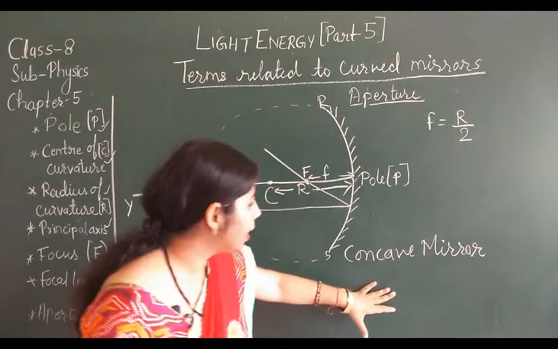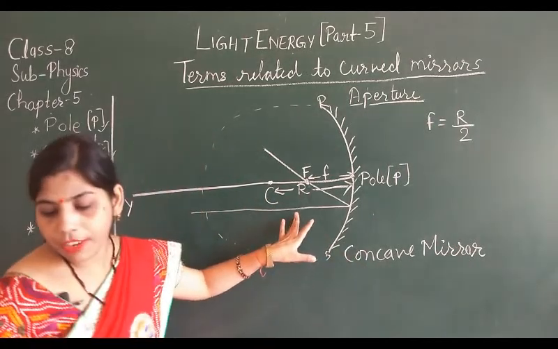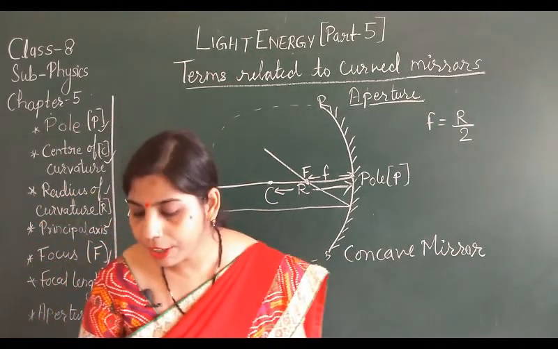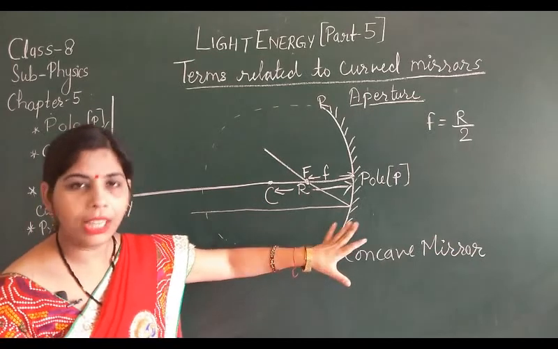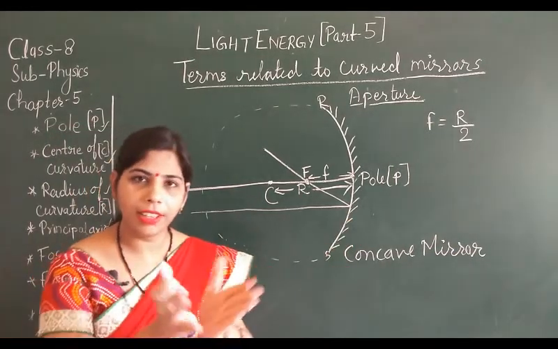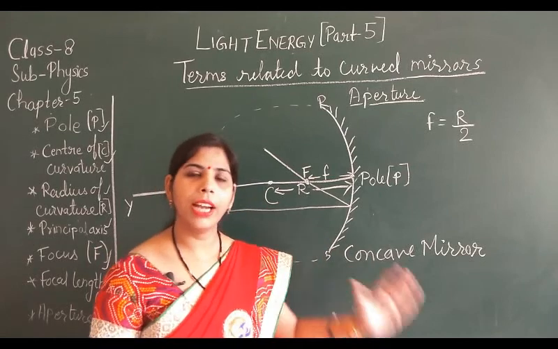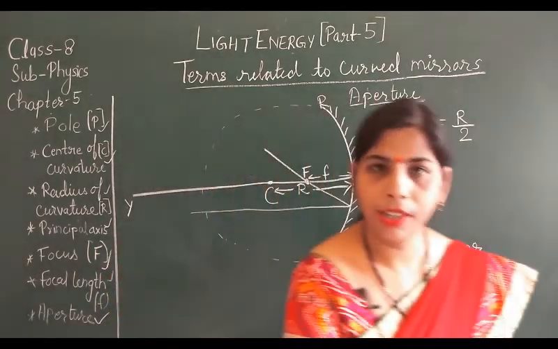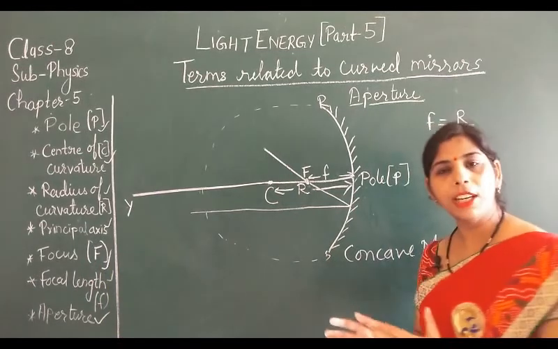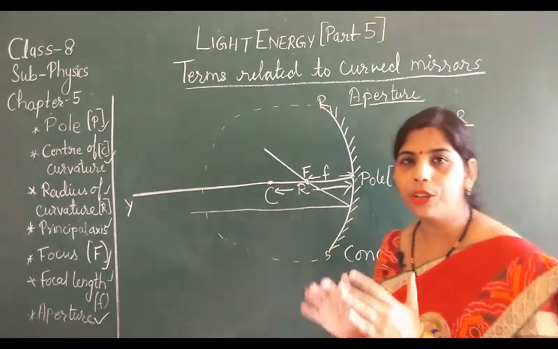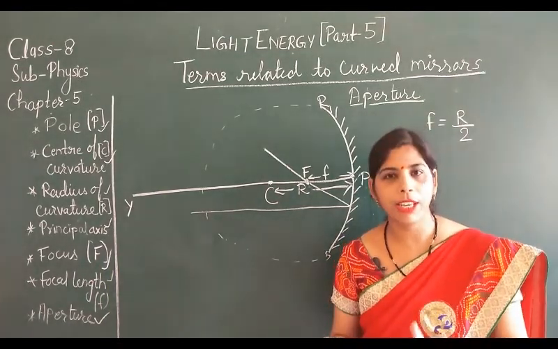Now one more thing, keep it in your mind. As I have drawn here the concave mirror, the concave mirror is the converging mirror, so light rays are converging. If it is the convex mirror, the light rays are going to diverge, because convex mirror is diverging and concave mirror is converging. So this topic is very important. Please watch this video till the end, so that it will be beneficial for you.